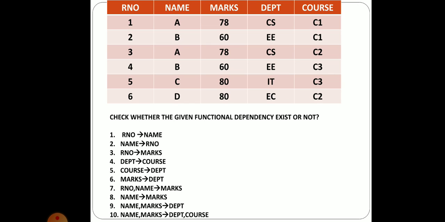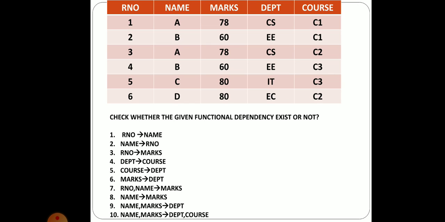I hope you all remember the conditions which I discussed in my previous lecture. If you don't know the conditions, then you have to watch that lecture first, then come to this lecture. One more thing I want to say: if you have any problem in functional dependency, then correlate it with the roll number and marks concept, which I told you earlier in the previous lecture. What was that concept? I'm telling you.